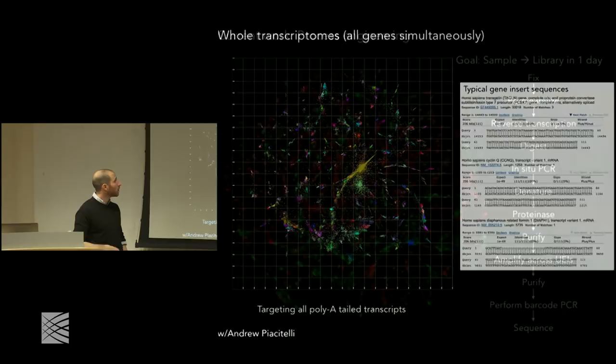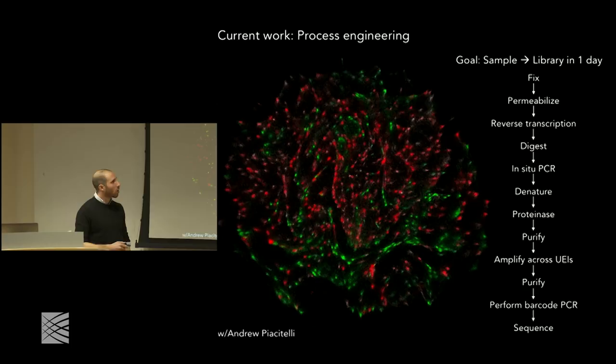Another part of this is also to improve the overall flow of the experiment. We're currently at a point where we can go from fixed sample to DNA sequencing library in around 2.5 days. What we're working on right now is trying to streamline this process so that we can do more of a plug and play, where it can be just a set of reagents that are thawed from the freezer and applied to a sample, so that we can grind through these things more quickly. The goal is to get from sample to library in around a day.